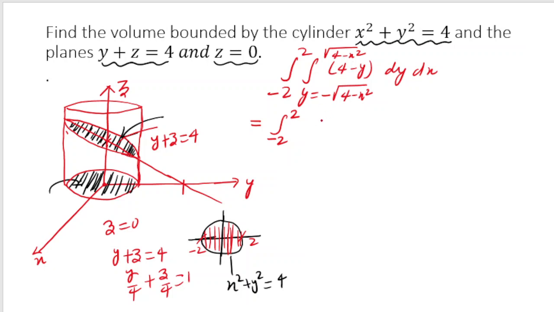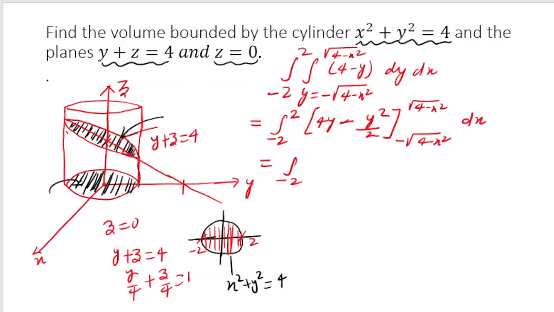We have 4. So 4 will give me 4y, and we have minus y, so that will give me minus y square by 2, and the limit of integration is minus under root 4 minus x square to plus under root 4 minus x square, and then dx. Now this is equal to what? This is minus 2 to 2, and if I put the upper limit, I will get 4 times under root 4 minus x square and minus under root 4 minus x square, so 2 times under root 4 minus x square. And then we have minus half y square. So what will I get?